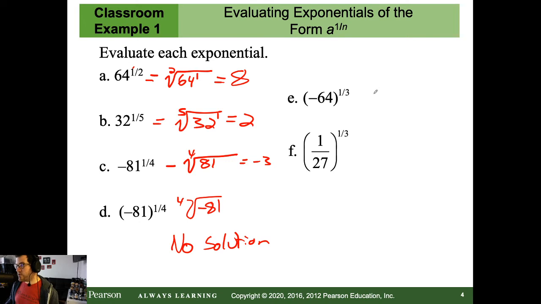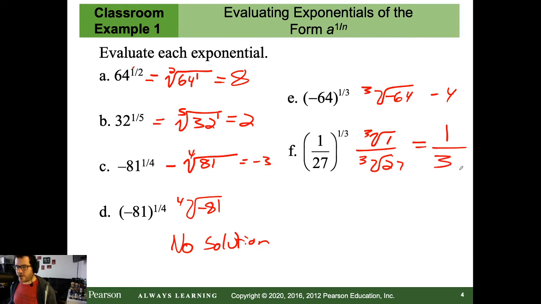This one, you can have the cube root of a negative 64. That's just negative 4. And in this one, you separate them. So you take the cube root of 1 over the cube root of 27. The cube root of 1 is just equal to 1. The cube root of 27 is 3. Hopefully that makes sense. I know it went a little quick.